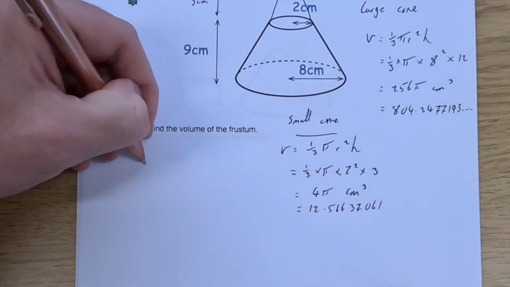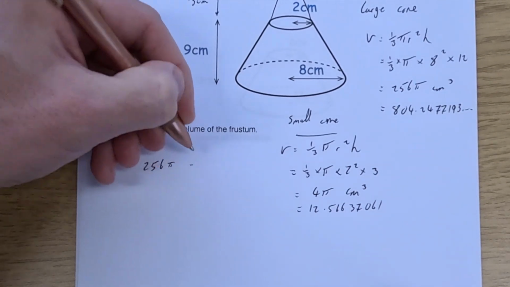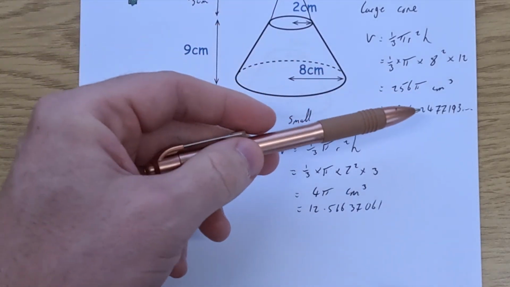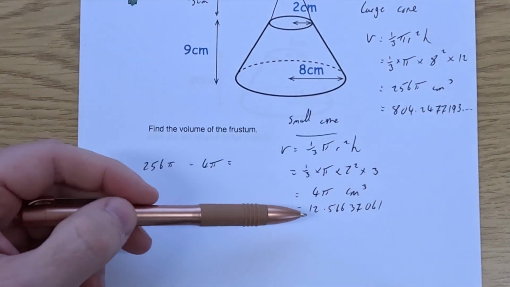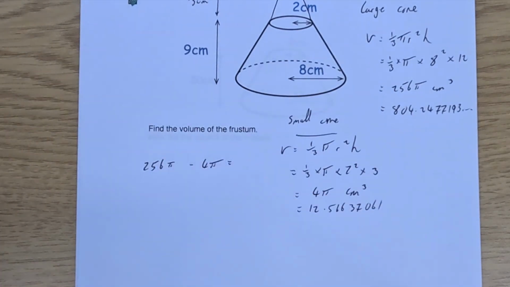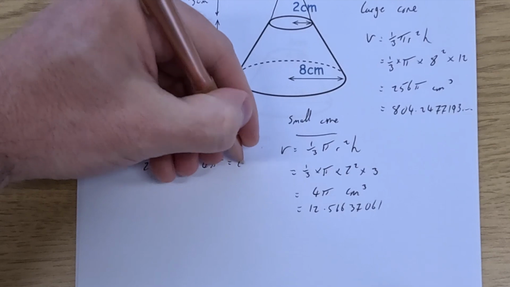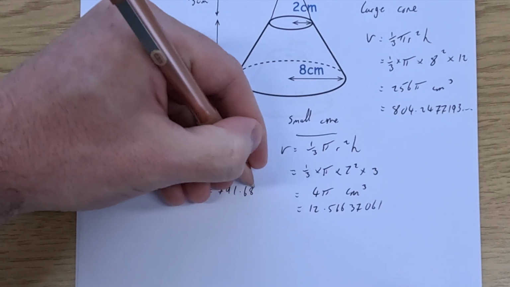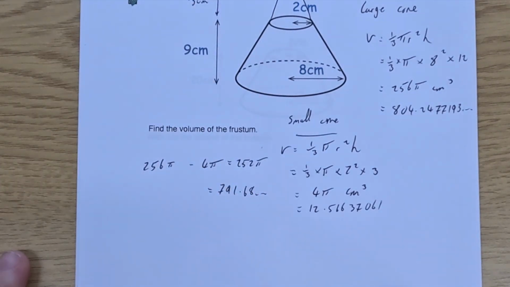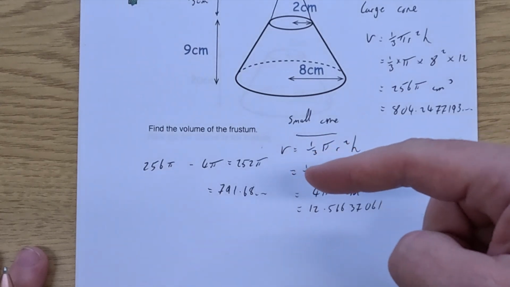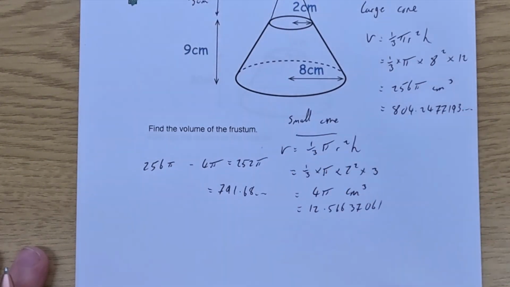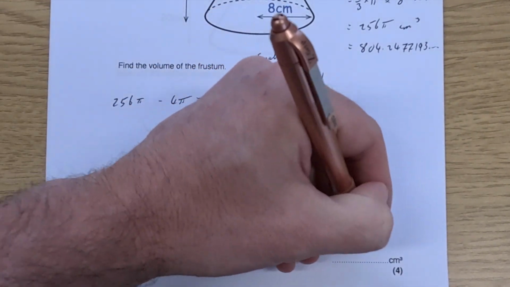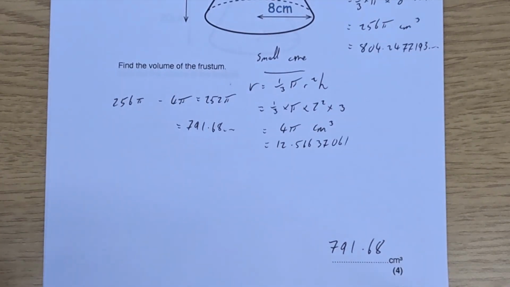Now, we've been asked to find the volume of the frustum, so let's take them away. The volume of the large cone is 256 pi, subtract the volume of the small cone, which is 4 pi, and let's work that out. Or you could do 804.2477 and so on, subtract 12.566 and so on, and then you'll get an answer of 252 pi. So 252 pi, or as a decimal number, 791.68 and so on. And that's it. Now I'm going to give my answer to 2 decimal places, so that's going to be 791.68 centimeters cubed. That's the volume of that frustum.